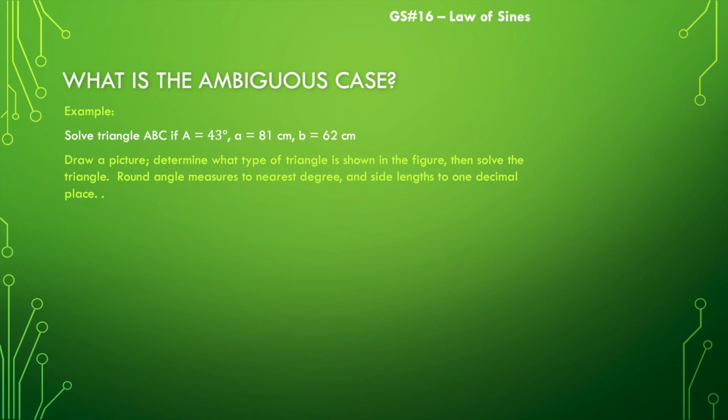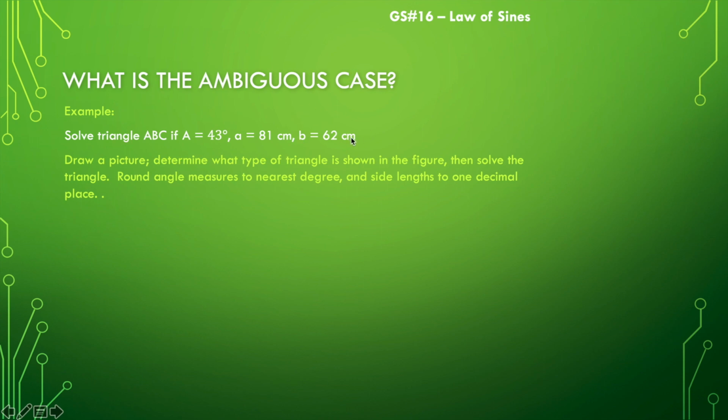We're given triangle ABC where the measure of angle A is 43 degrees, side a is 81 centimeters, and side b is 62 centimeters. What we want to do with this is draw a picture, determine what kind of triangle is shown, and then solve the triangle. We're going to round our angle measures to the nearest degree and our side lengths to 1 decimal place. Right away, I see that little a, our side length a, is opposite angle A. That's why they have the same letter. And then side b is going to be my adjacent side that I'm given.